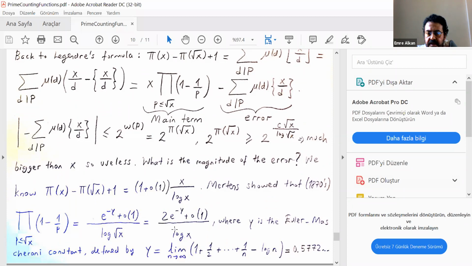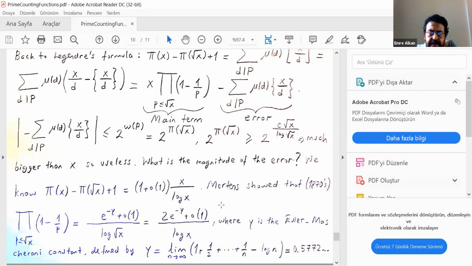Of course, you can write it as, because of the square root here, 2 times e to the minus gamma plus little o of 1 over log of x. So this thing is asymptotic to a constant over log of x, which is what we expect, because this is like x divided by log of x. But what is this gamma doing here?